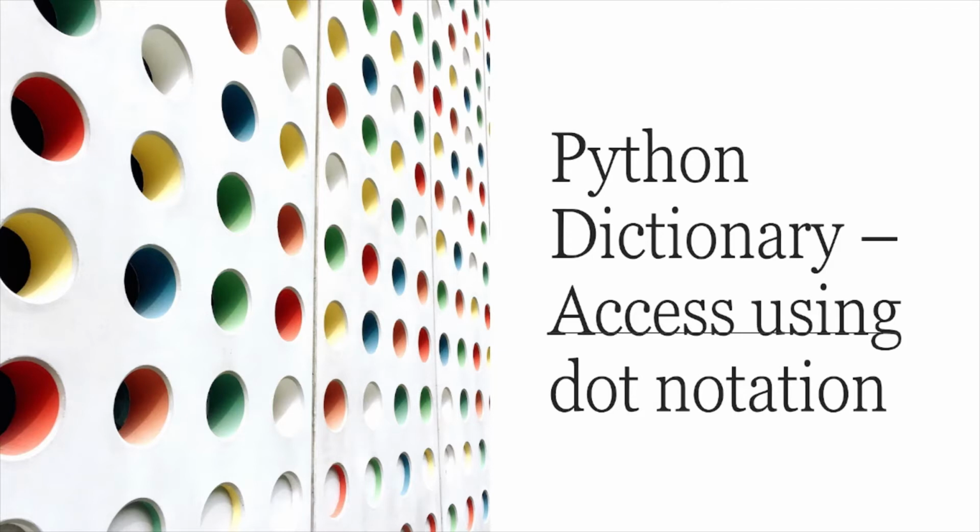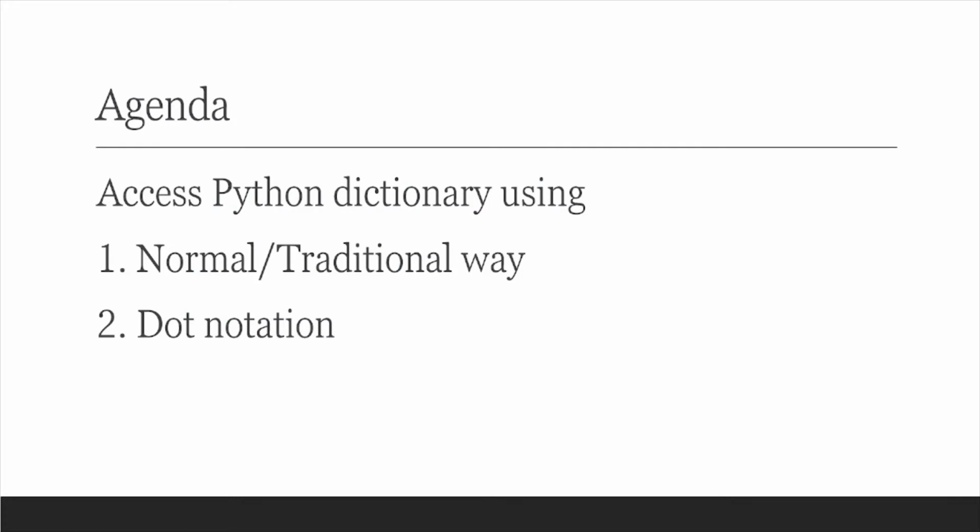Topic of today's discussion is how to access Python dictionary using dot notation. This video is for people who have a basic understanding about Python dictionaries. We will divide our discussion into two parts. First, we will talk about how to access Python dictionary in the normal or traditional way. Next, we will discuss about how to access Python dictionaries using the dot notation. Throughout our discussion, we will touch upon advantages in using the dot notation to access the Python dictionaries.